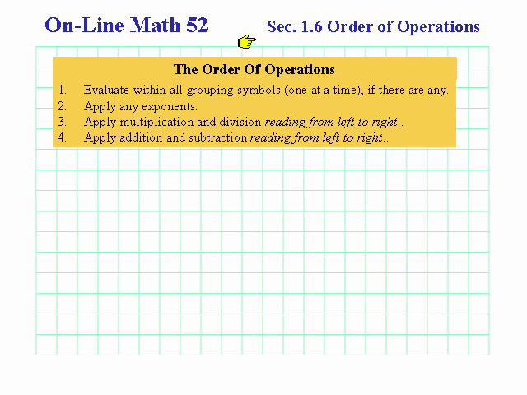The order of operations, section 1.6. Number 1, evaluate within all grouping symbols, one at a time, if there are any. And if there aren't, don't. Just wait until they come up. Number 2, apply any exponents. Number 3, apply multiplication and division reading from left to right. Number 4, apply addition and subtraction reading from left to right.